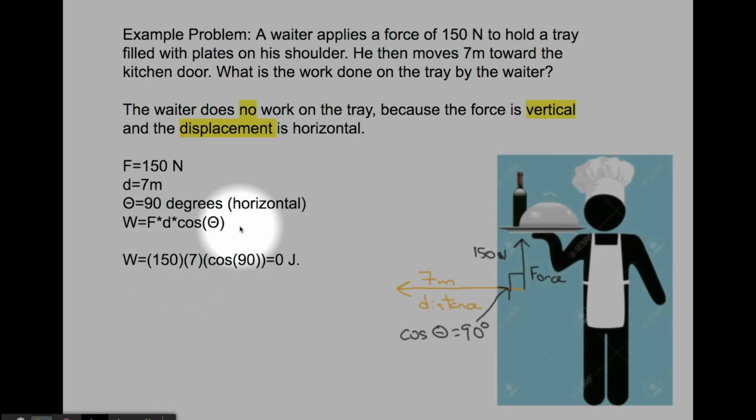So if you're confused about that, look at this graphic I just added this year. 7 meters, I'm going this direction towards the kitchen door, right? Horizontal. The force is being pushed up here, okay? So this angle of theta in this case is 90 degrees. So that's why the work, if you put cosine of 90 in the calculator, it'll give you 0. 0 times anything is 0. Okay, so that's the introduction into work.